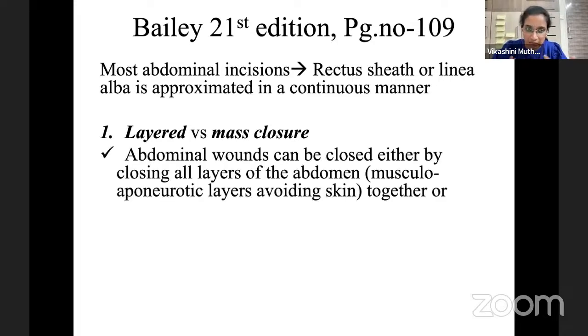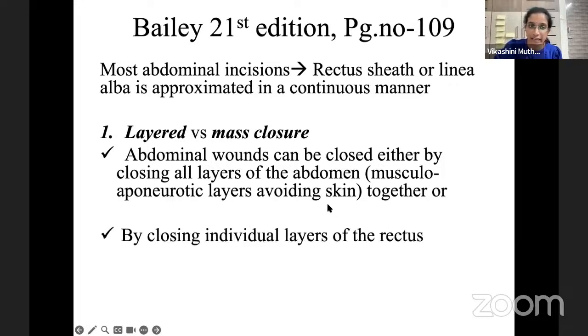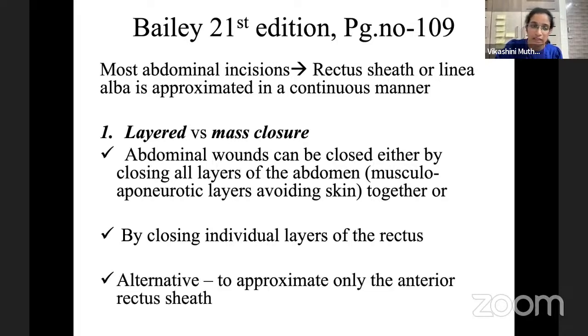So Bailey gives you that abdominal wounds can be closed either by closing all the layers of the abdomen, that is the musculo-aponeurotic layers, which avoids skin. So yeah, it's a direct statement from Bailey. Or else, the layered closure is closing the individual layers of the rectus. When both are not possible, the alternative is that you can consider approximating only the anterior rectus sheath.